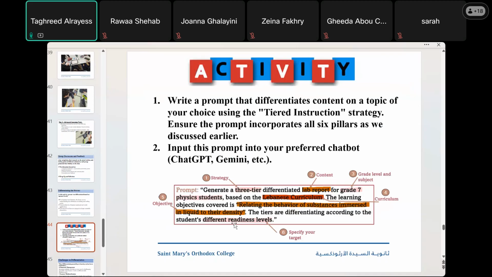So take your time, take like 5 minutes to craft your prompt and input this prompt into the chatbot of your choice. Then we want to hear from you about what you got, and if it can work with you, if you can use the following in your classroom or not.